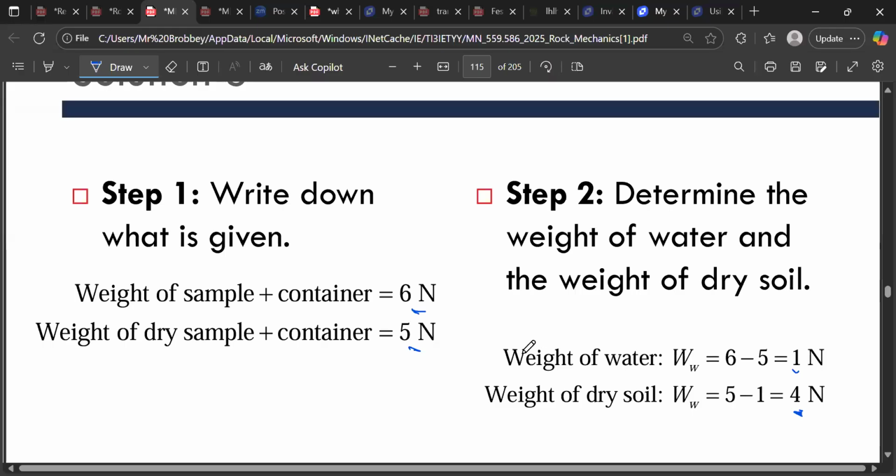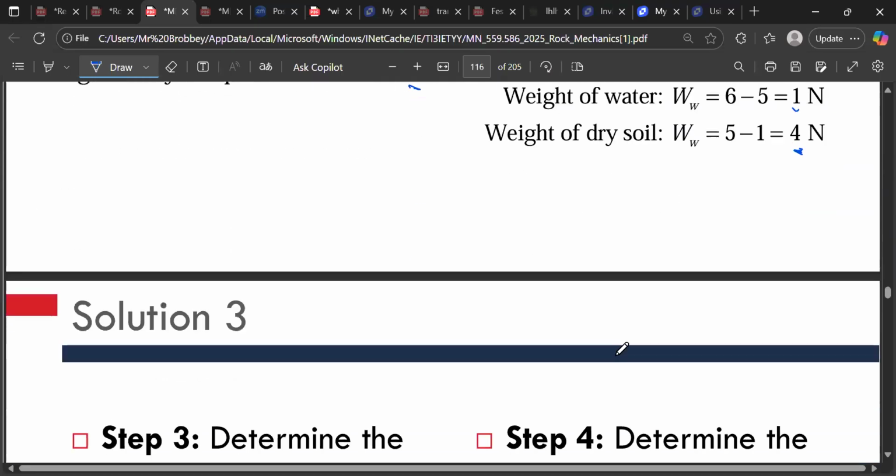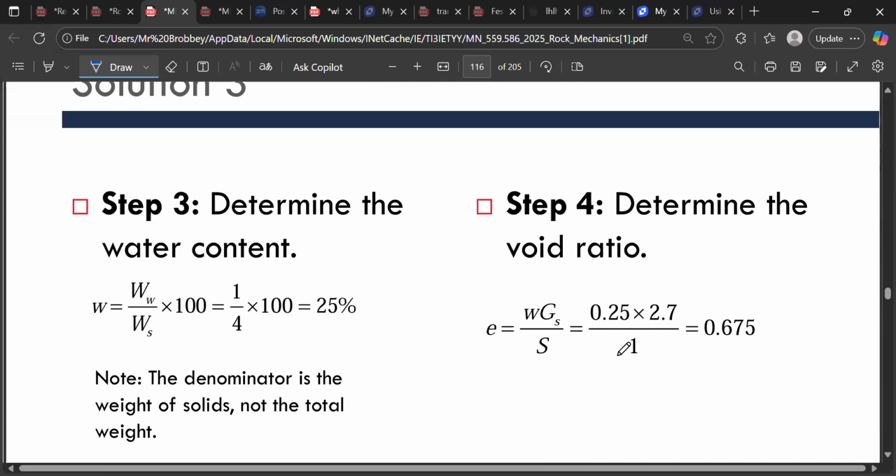A lot of students get confused with this type of question. They think that once they take the container out, they should be playing with the 5. But depending on what you are playing with, if you are taking the water out, then the dry soil should be 4 because the water has been expelled.